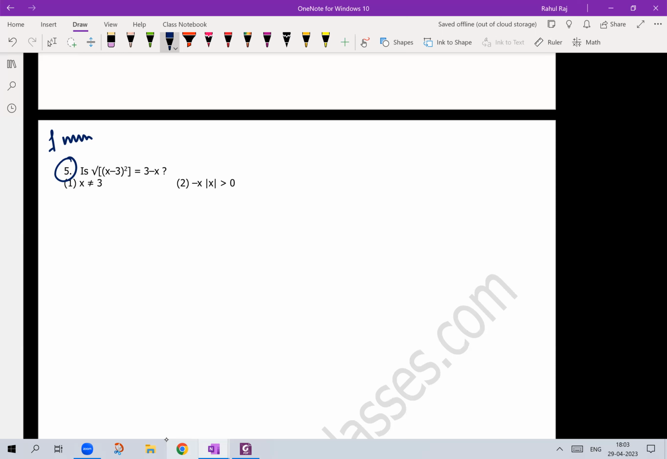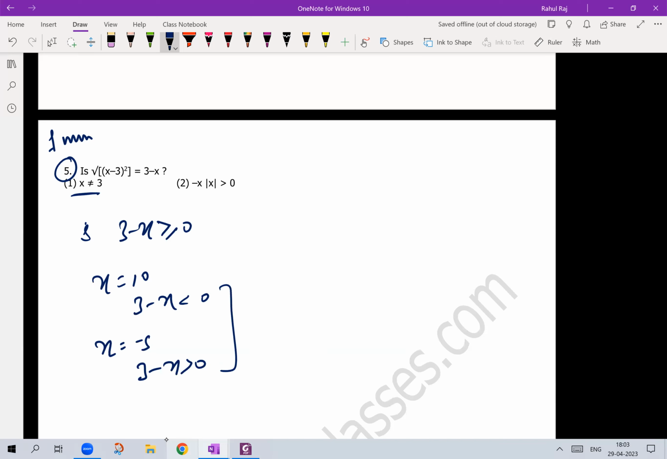Any doubt? Because the question says, is 3 minus x greater than or equal to 0? Option number 1 says x is not equal to 3. X could be anything. Imagine x is equal to 10. So 3 minus x is less than 0. Imagine x is equal to negative 5. 3 minus x will be greater than 0. So I have a yes and no situation. Option number 1 is not sufficient.